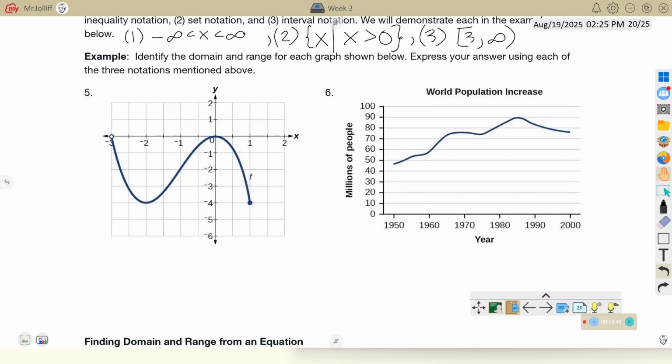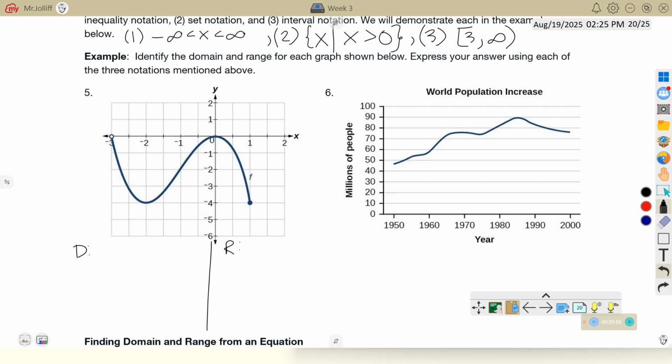All right, so 2 graphs. Do the first one with you. It says find the domain and range from the graph shown below. Express your answer using each of the 3 notations. So I'm going to show each of the 3 so you can see how they relate. For domain, I'm going to do my domain on this side. I'll do my range over here.